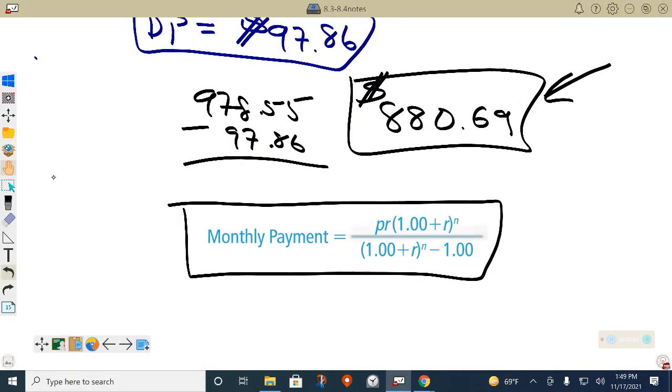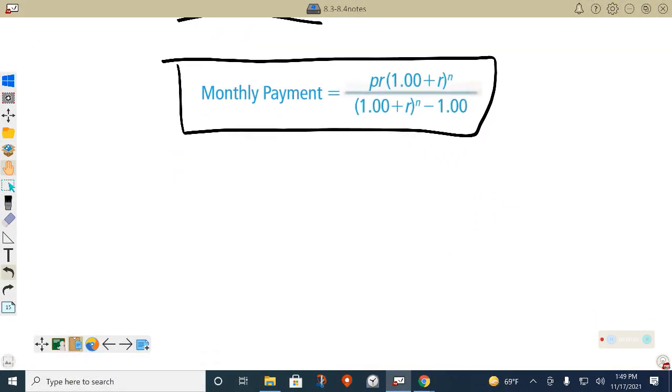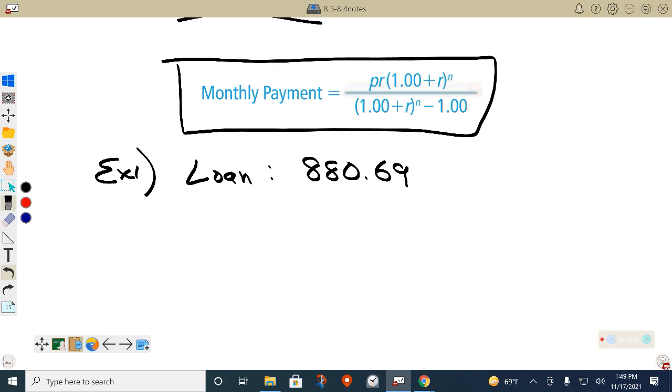Your notes, go to write example 1. The loan amount is $880.69. Going to put that there, example 1.